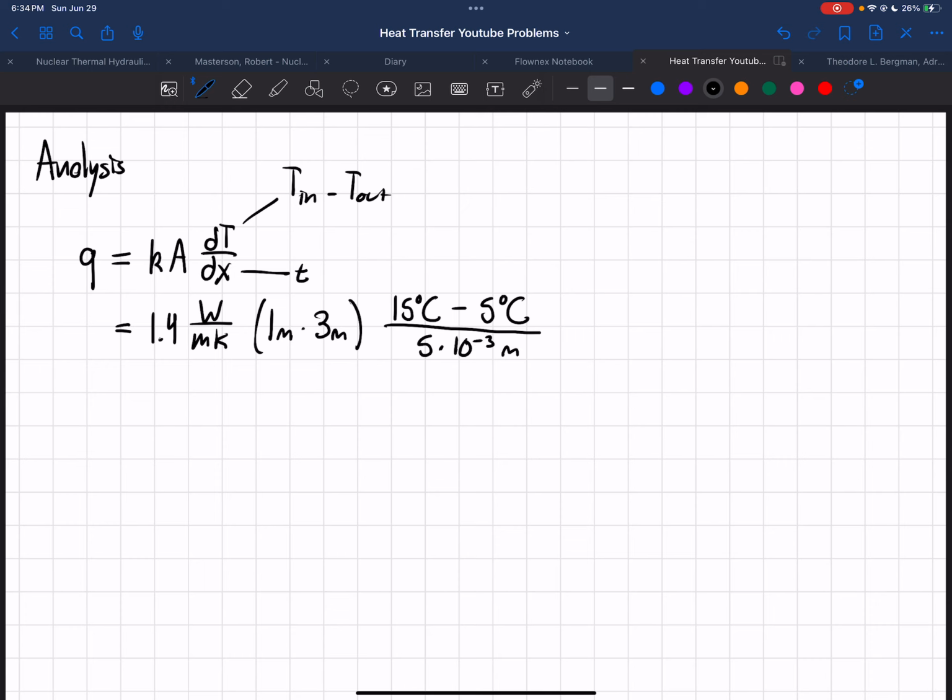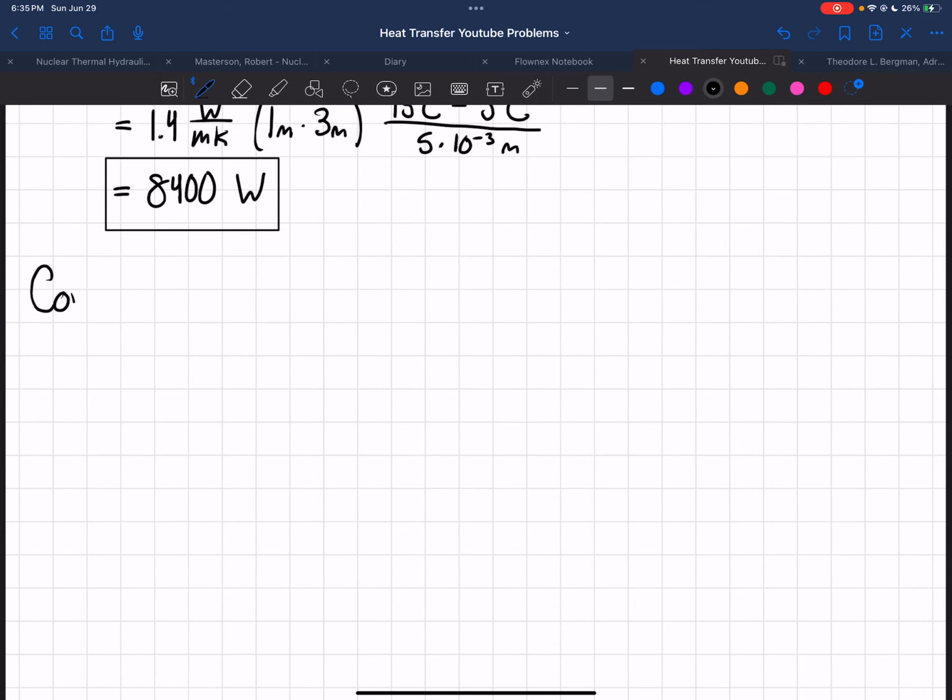And if we look here, we want to make sure our units check out. Our meters on the bottom are going to cancel with our meters on the top. And our Kelvin is going to cancel with our Celsiuses, and that's because the difference between Kelvin and Celsius is just addition or subtraction. And so we can treat those as the same, and we'll be left with watts, which is what we want. That is the unit of heat loss. And so if we put this into the calculator, that is going to turn out to be 8,400 watts, just about. And that will be our answer.